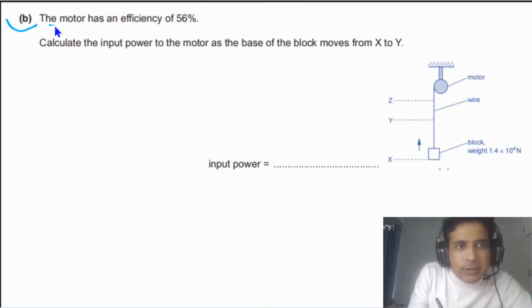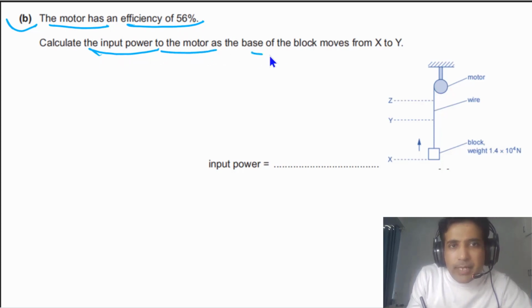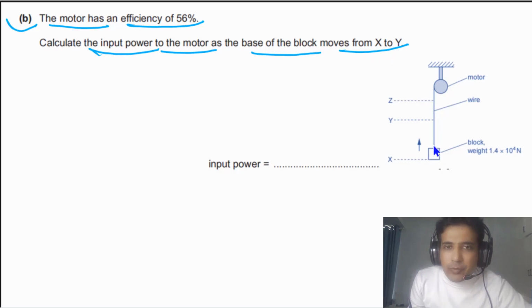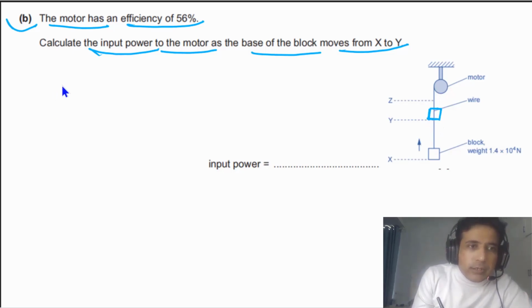For part B, it is given to us the motor has an efficiency of 56%. And we need to calculate the input power to the motor as the base of the block moves from X to Y. Means when this block moves from X to Y, we need to calculate input power to the motor. So simply first of all, we can imagine in this case, this one is the motor. And motor has input power. So you can also draw this arrow. So this arrow is representing input power.